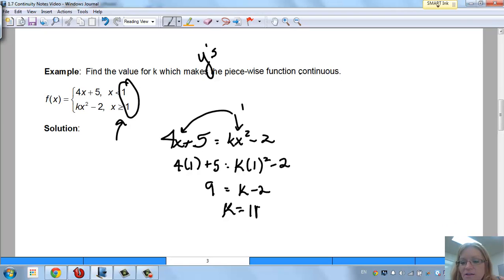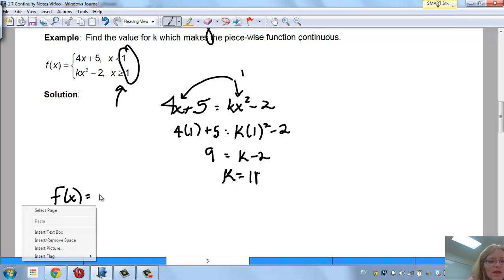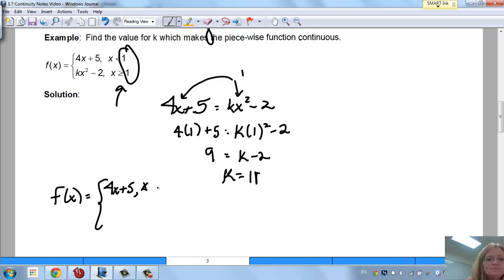Let's check and see when we do that. My function now is f of x equals, the top piece doesn't change. It's still 4x plus 5 when x is less than 1.